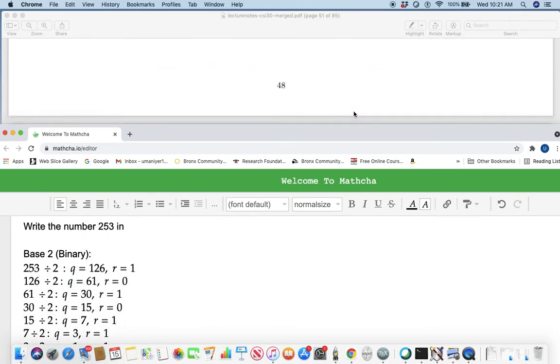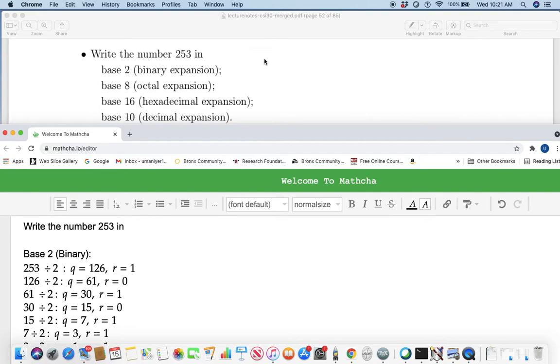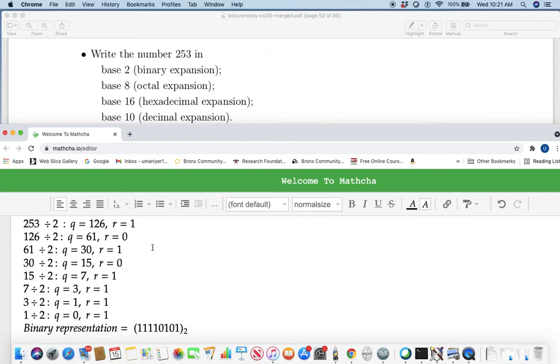All right. Now let's try this example. 253 in base 2, base 8, base 16 and base 10. Let's look at base 2. Take 253, that's your dividend, divide by 2. Quotient is 126, remainder 1. So write that 1 here. Take your quotient, that's your new dividend, divide by 2. Quotient is 61, remainder 0. That 0 comes here.